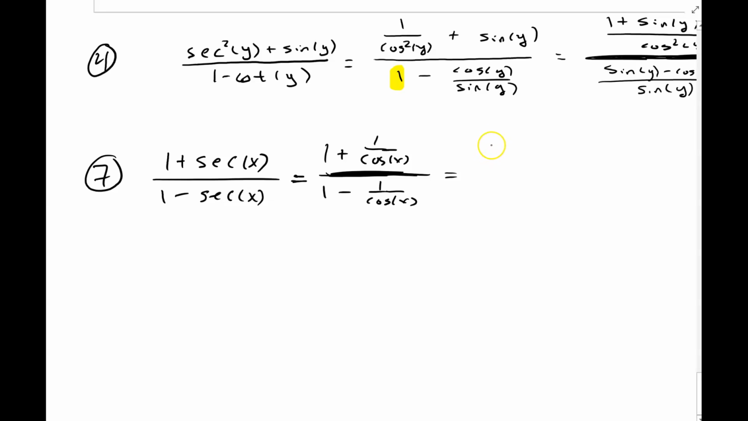Cosine. So what would the numerator turn into? Cosine x plus 1 over cosine x. Everybody's okay where the plus 1 came from? Cosine. So I have cosine over cosine plus 1 over cosine. That's the 1, right? I need to write it with the common denominator of cosine, so 1 is just cosine over cosine. Sure, if you want to think about it that way, you can.